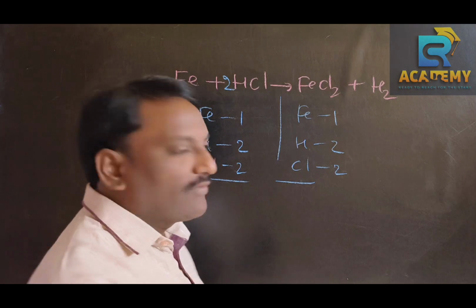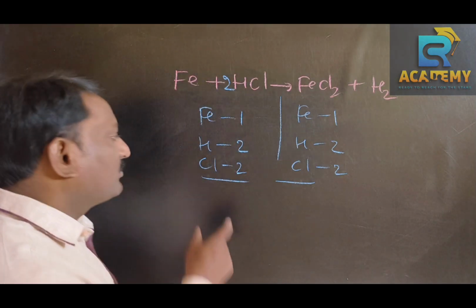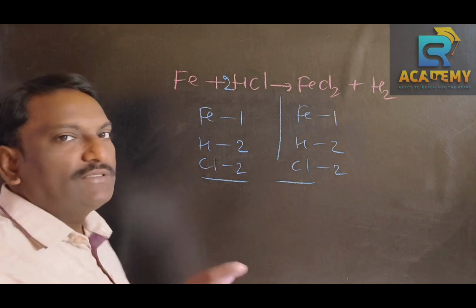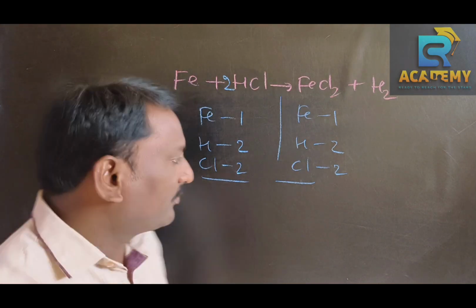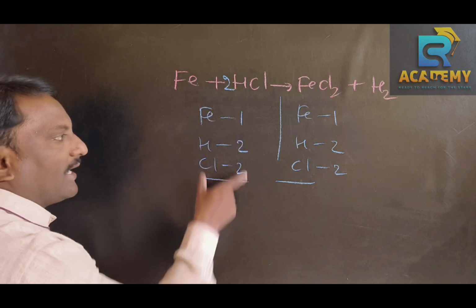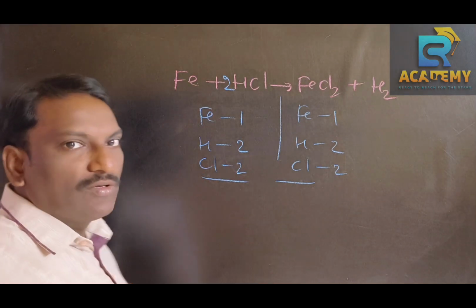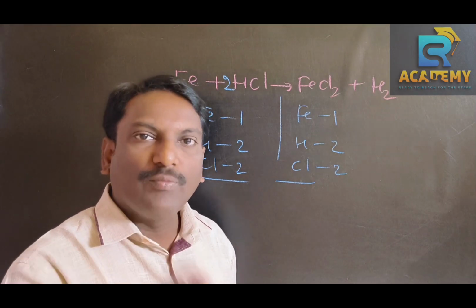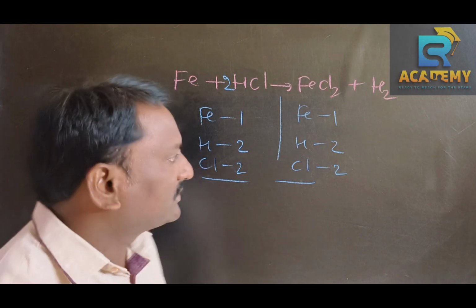Why should the chemical equation be balanced? To obey the law of conservation of mass. According to the law of conservation of mass, mass can neither be created nor destroyed during a chemical reaction. That means the total atoms of different elements must be equal on both sides. So to obey the law of conservation of mass, we need to balance chemical equations.